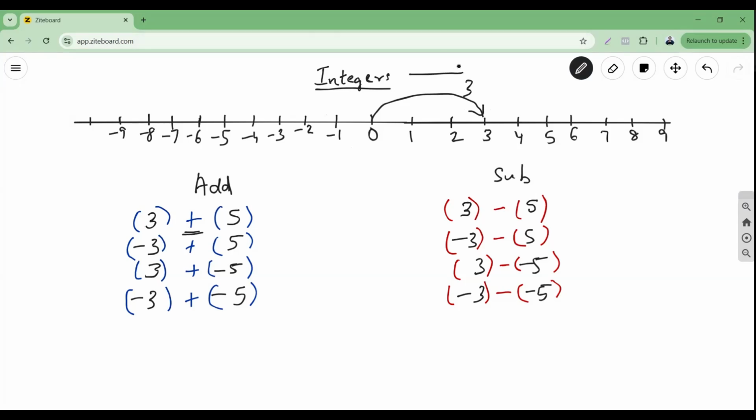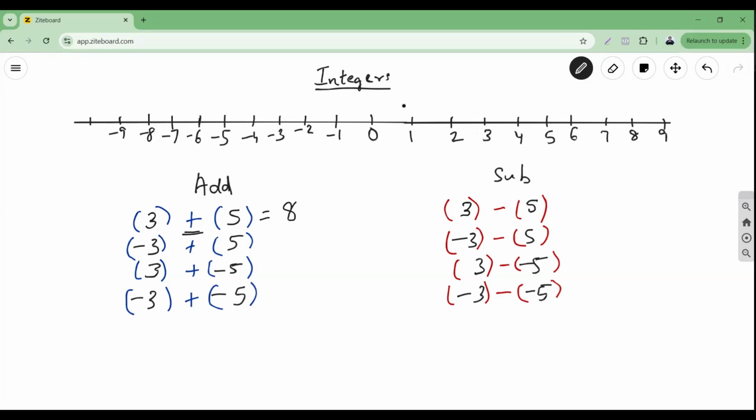I was coming to the right side, so I will continue to the same right side, 5 steps. That's the meaning. Correct? So I come to 3 on the right side, and I continue in the same direction and reach 5 more steps forward. My answer is 8. So this we know. Let's see the next one.